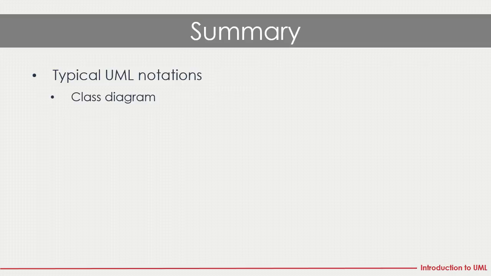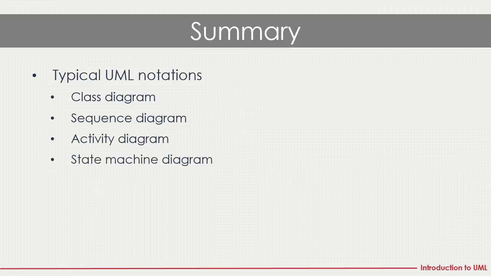Let's summarize what we talked about in this lecture. We covered some typical UML notations, including the class diagram to represent the object relationship, sequence diagrams, activity diagrams, state machine diagrams, deployment diagrams.